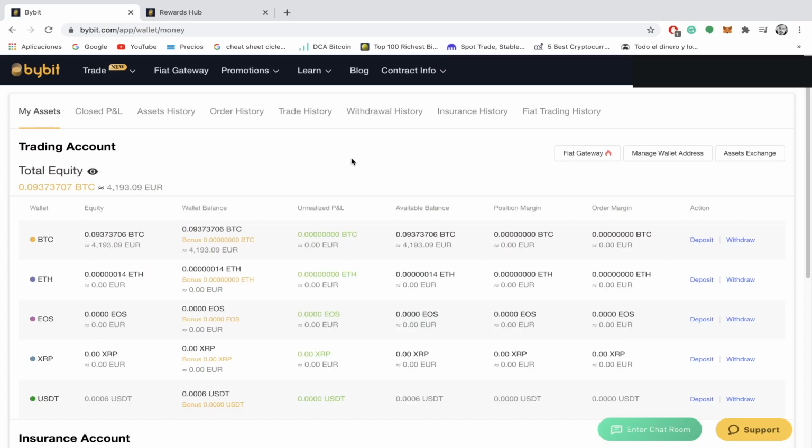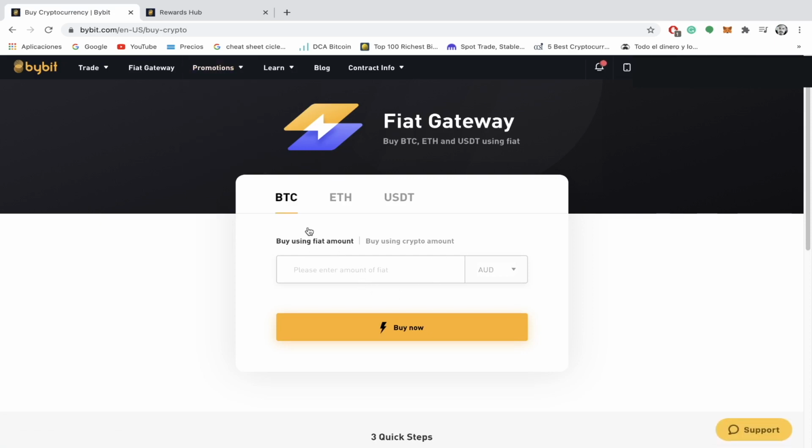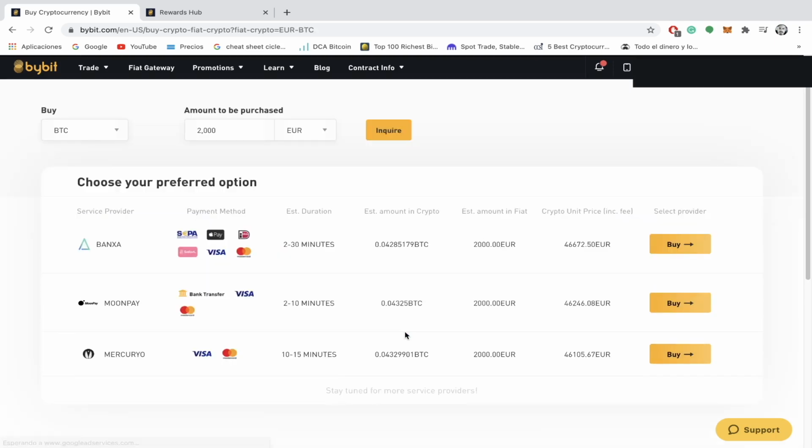If you don't have any Bitcoin from an exchange or your wallet, you can buy directly from the Bybit platform website. You can go to the fiat gateway, and once you press here, this will give you the option to buy Bitcoin, Ethereum, or US dollar Tether. Say we want to buy Bitcoin and we want to buy it in euros. So here you would put the amount. Say I want to buy 2,000 euros worth of Bitcoin. This will do a calculation here of how much Bitcoin I'm going to receive. In this case, it's going to be 0.04 Bitcoin for this amount. And here you will press buy now.